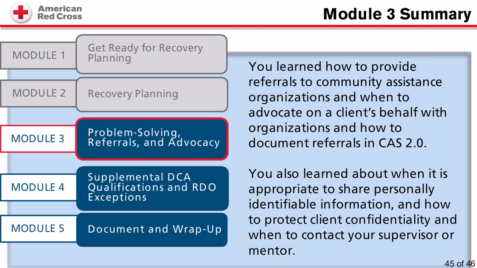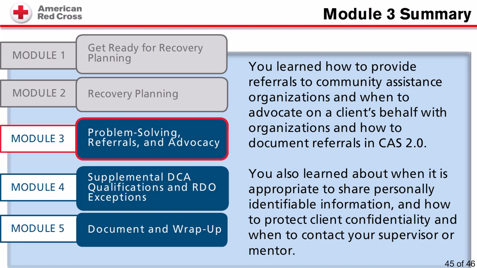Great job! This concludes Module 3, Problem Solving, Referrals, and Advocacy. In this module, you learned how to provide referrals to community assistance organizations and know when to advocate on a client's behalf with organizations and how to document referrals in CAS 2.0. You also learned about when it is appropriate to share personally identifiable information and how to protect client confidentiality, as well as when to contact your supervisor or mentor.